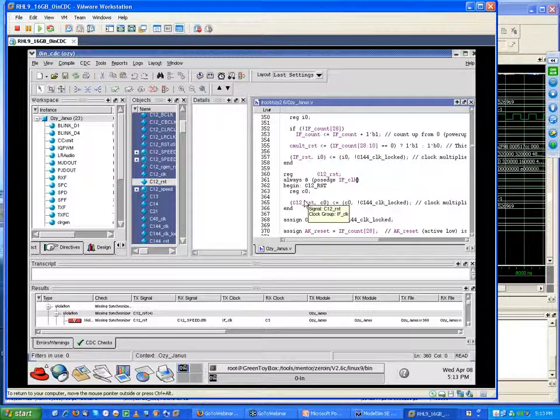What percentage of Mercury's FPGA is being used? Ooh, I haven't looked lately. It's getting up there.